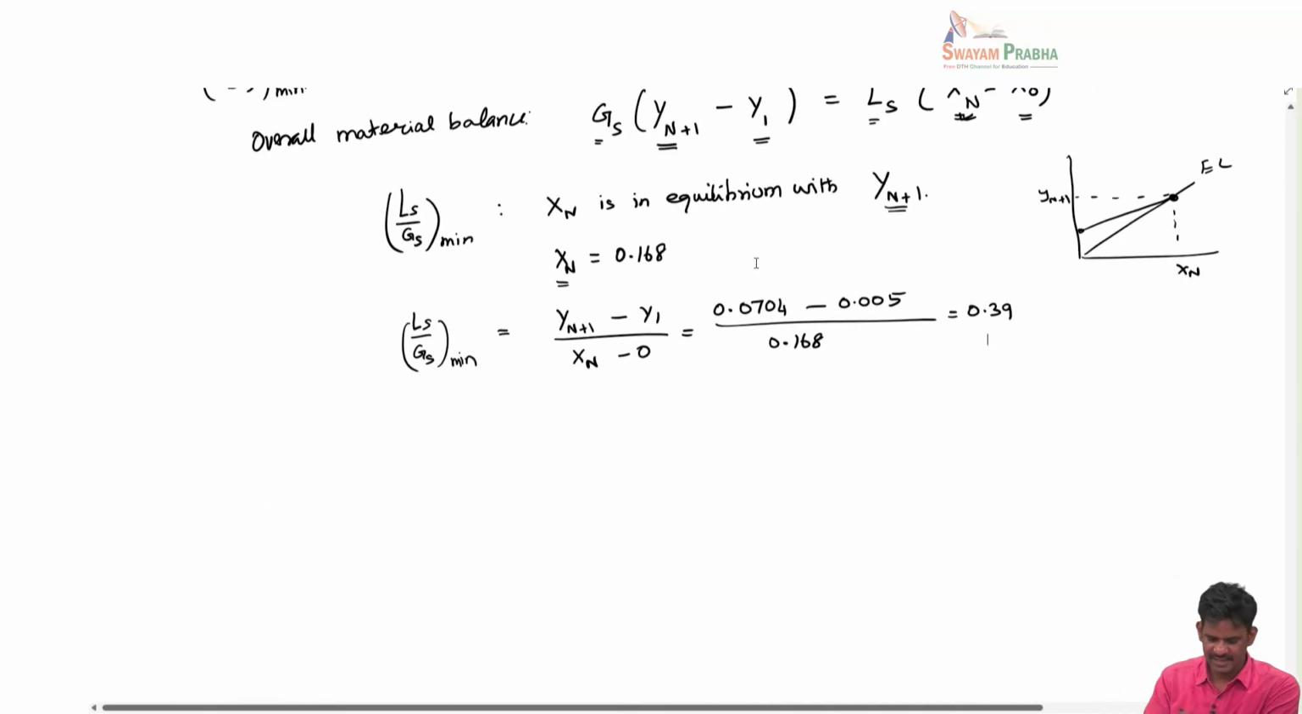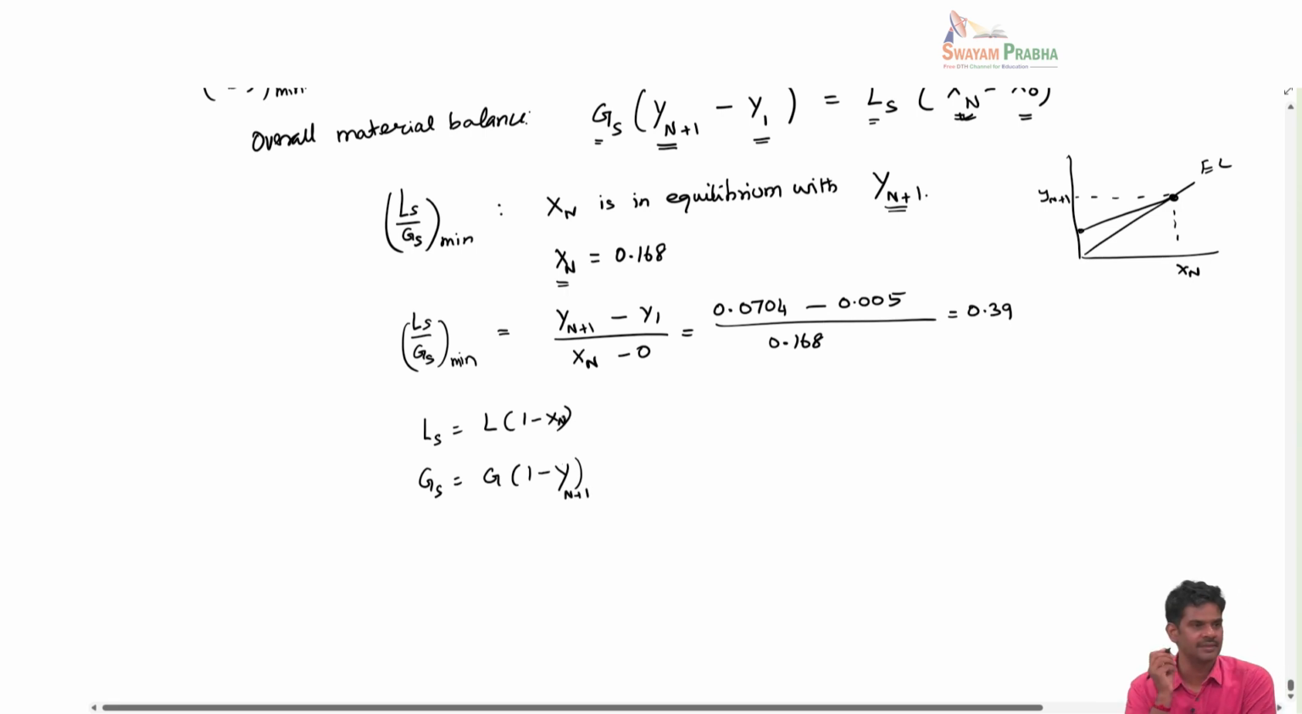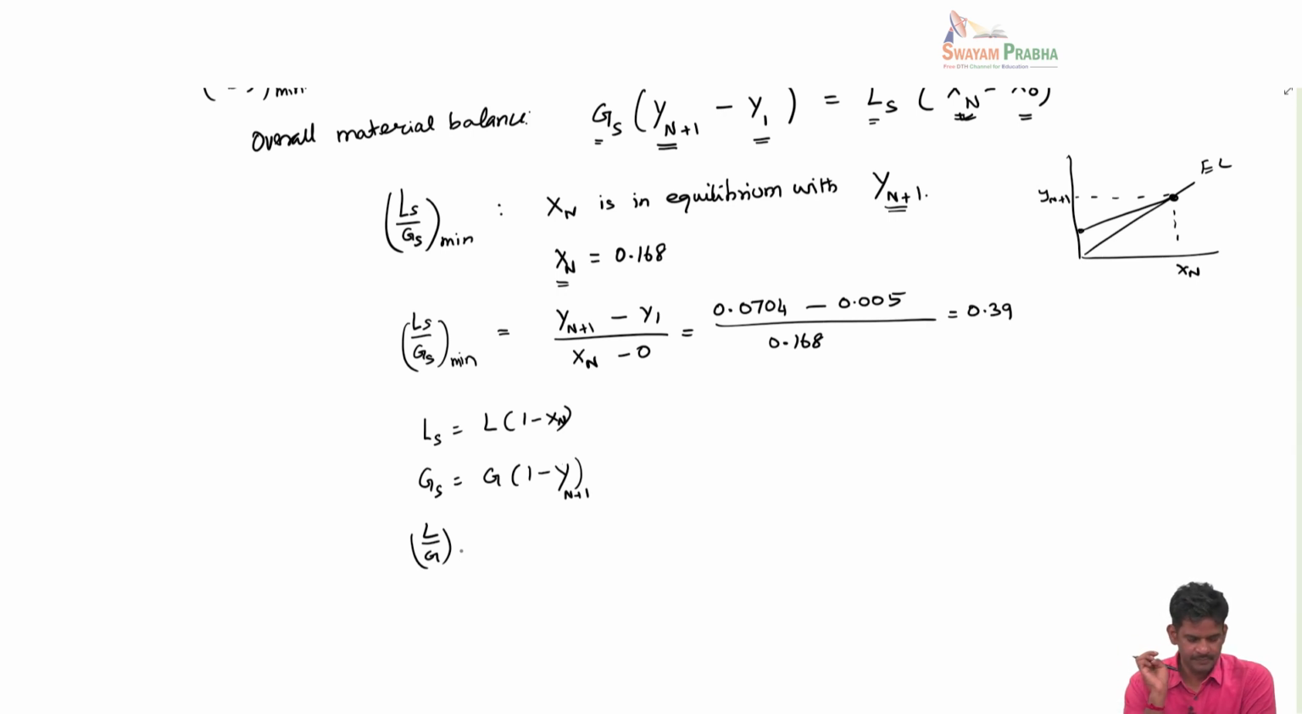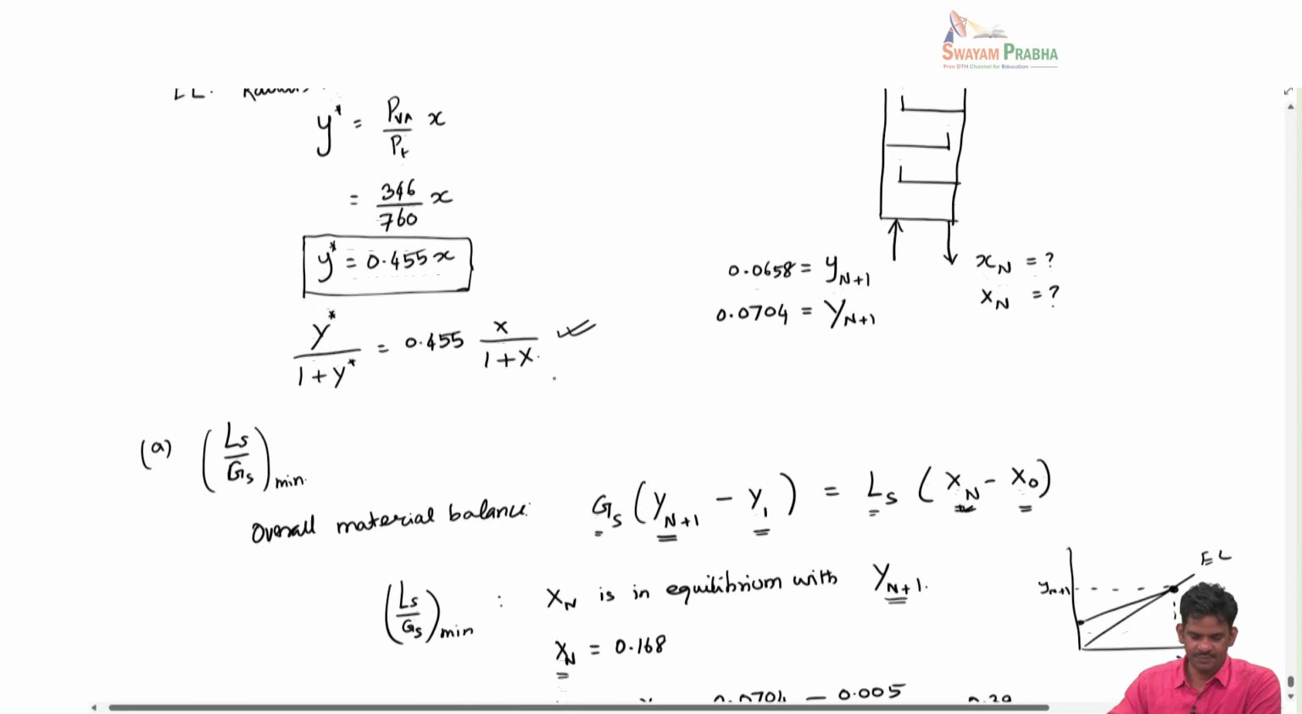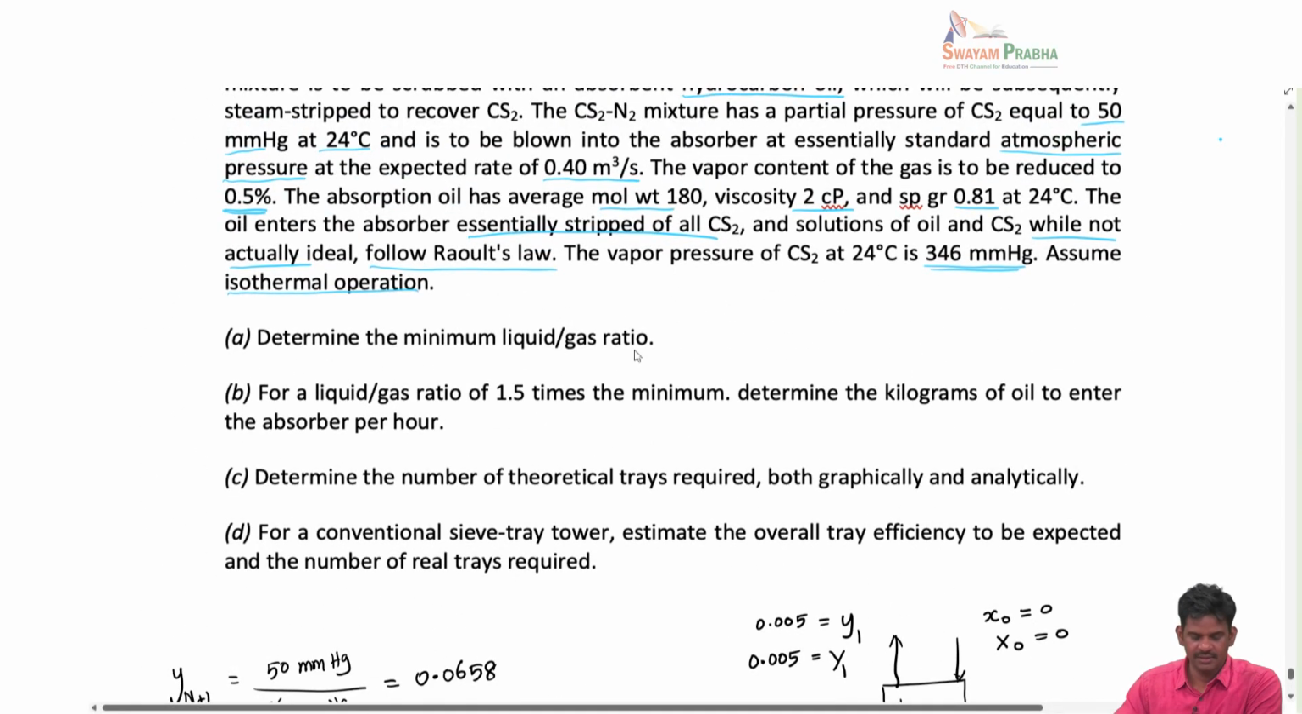Okay, so you know that Ls is nothing but L times 1 minus x, and Gs is G times 1 minus y. Okay, so I can say this is at the entry point, so this would be n plus 1 and this would be n, and we know these values. From here we can calculate L and G also. This also can be easily found. Okay, so right now we will keep it as Ls by Gs. So that pretty much answers the first part of the problem, that is the A.